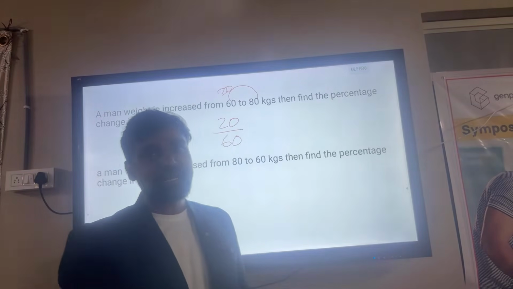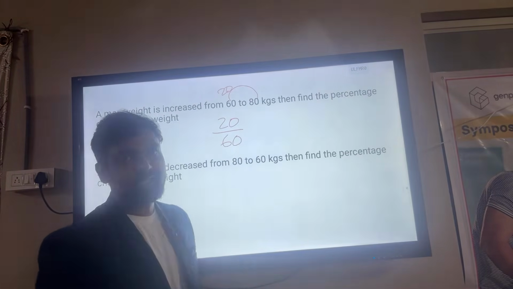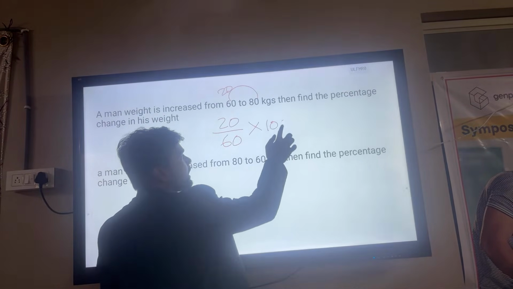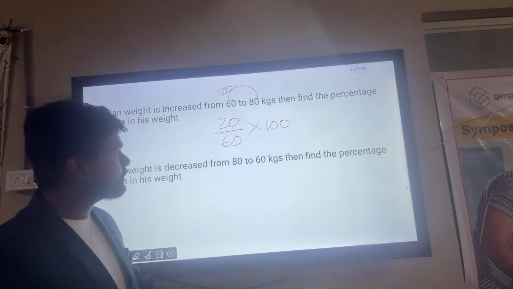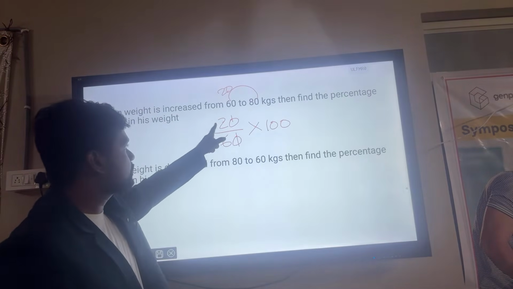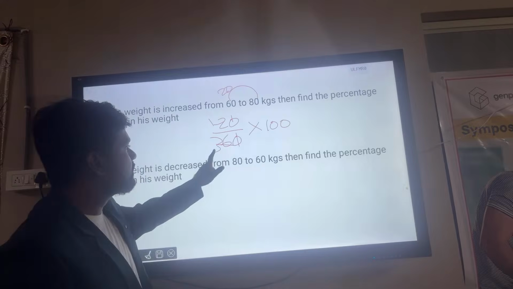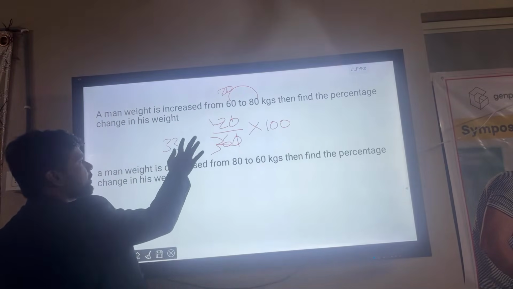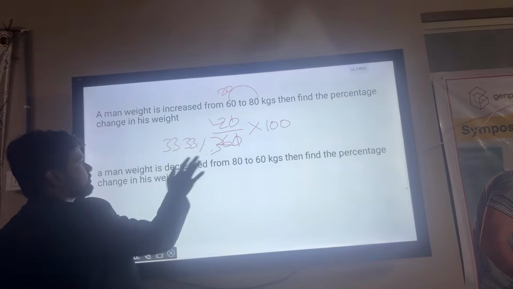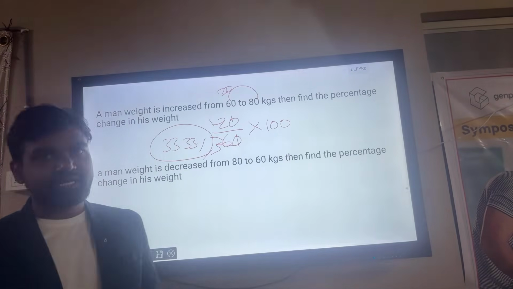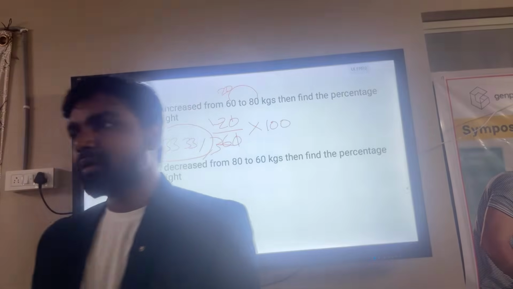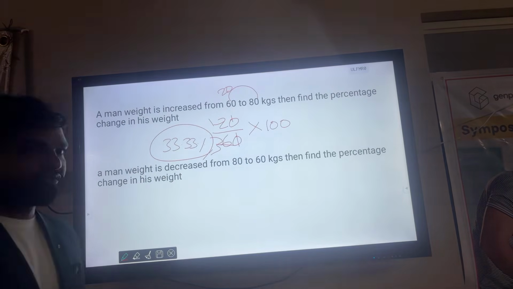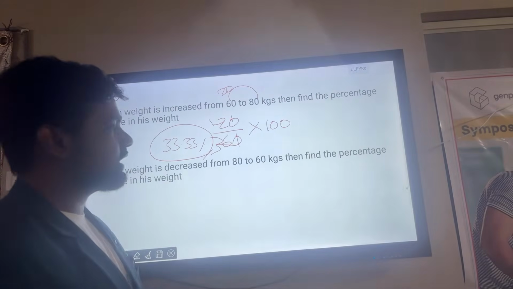The base value is 60 now, so in the denominator we have to write 60. You have to convert into percentage, that's why I am multiplying with 100. The zeros cancel, 2 ones are 2, 3 ones are 3, so 100 by 3. 100 by 3 is nothing but what value? 33.33%. What is the percentage change in his weight? 33.33.